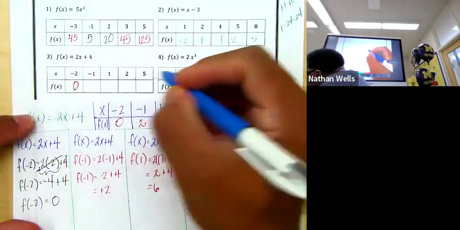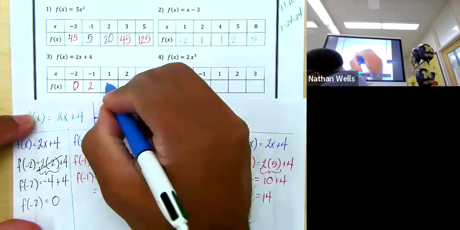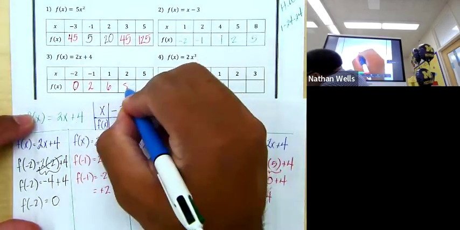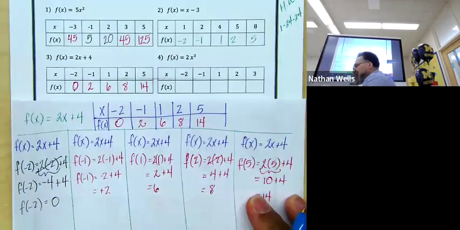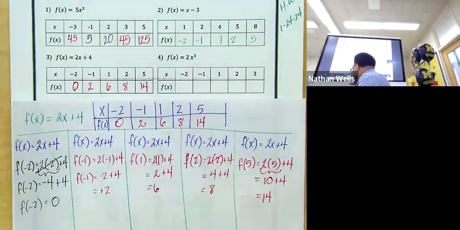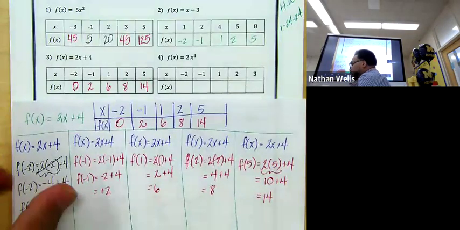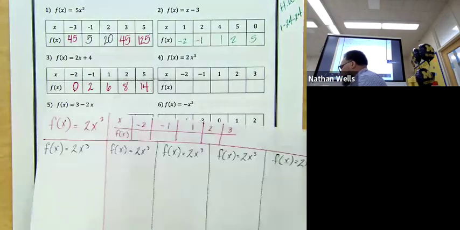So I go ahead and I place those numbers into the table. And that's what I have. Let's take a look at another example. Number 4.